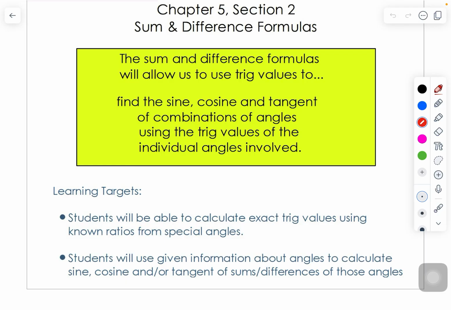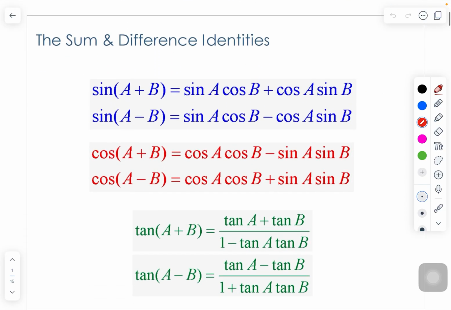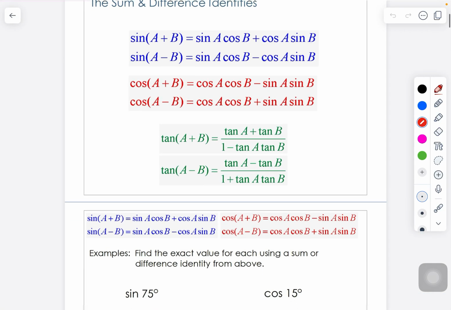45, 60 degree angle. These formulas here, sum and difference, don't worry about memorizing them. You're just going to get a formula sheet that you're going to base it off of, and you're going to pick and choose the ones that we got right here.